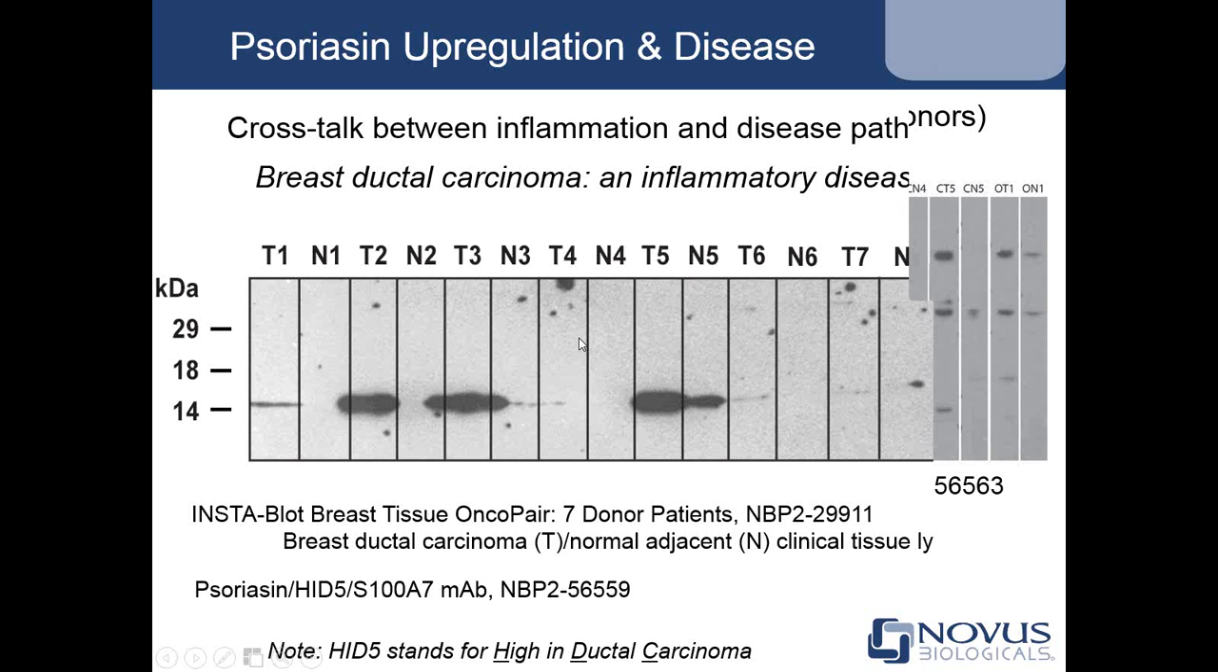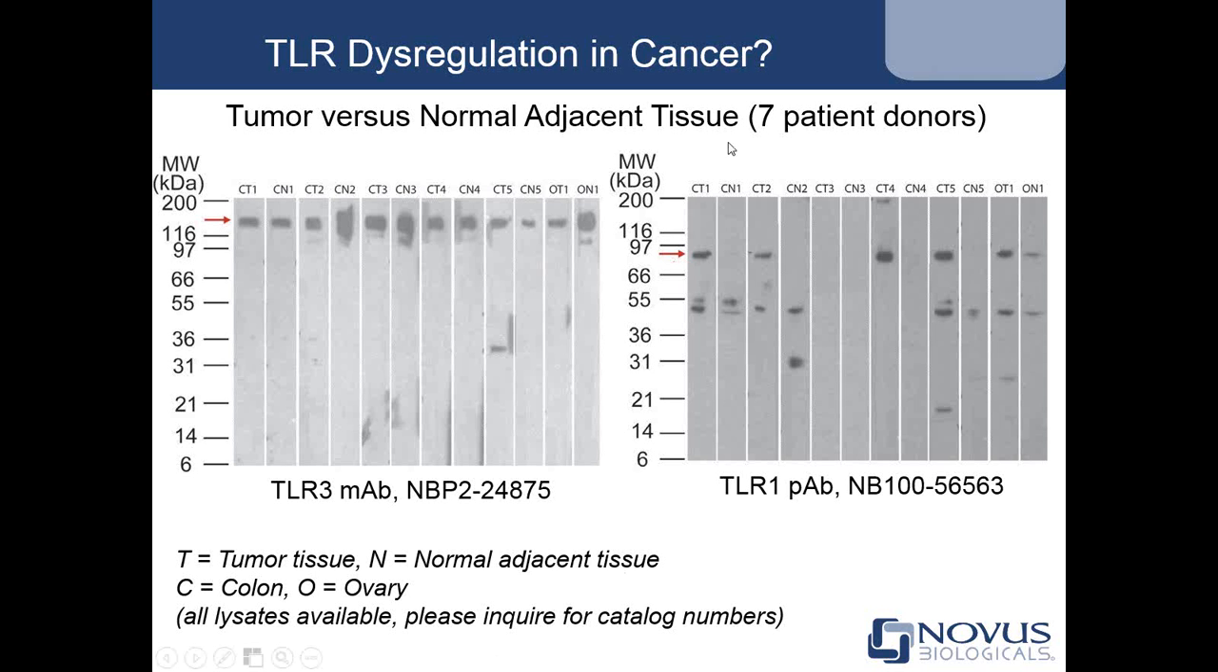Likewise, we can use these tissues to also probe for TLR expression, and I want to make a point here that there's variable expression of different TLRs. For example, in these colon tissues, where there are 5 different colon donors as well as a donor with ovarian cancer, we can see the expression of TLR3 in both the tumor and normal adjacent tissue of every patient donor. However, when we look closely, we can see qualitative, if not quantitative, differences in some of these patients.